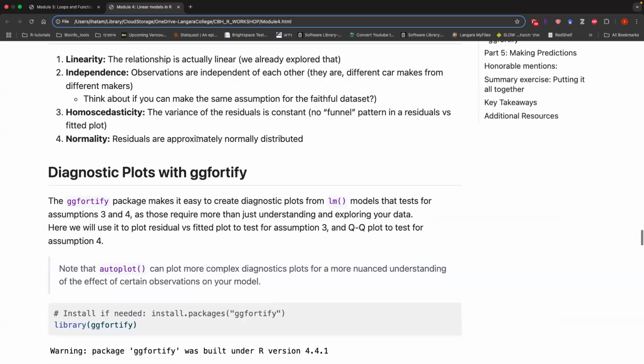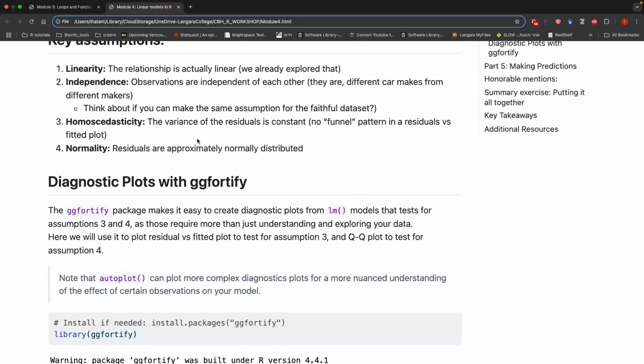So, key assumptions. Linearity: the relationship is actually linear. We already explored it. Independence: observations are independent of each other. In mtcars, we have different cars from different makers. They are independent of each other.